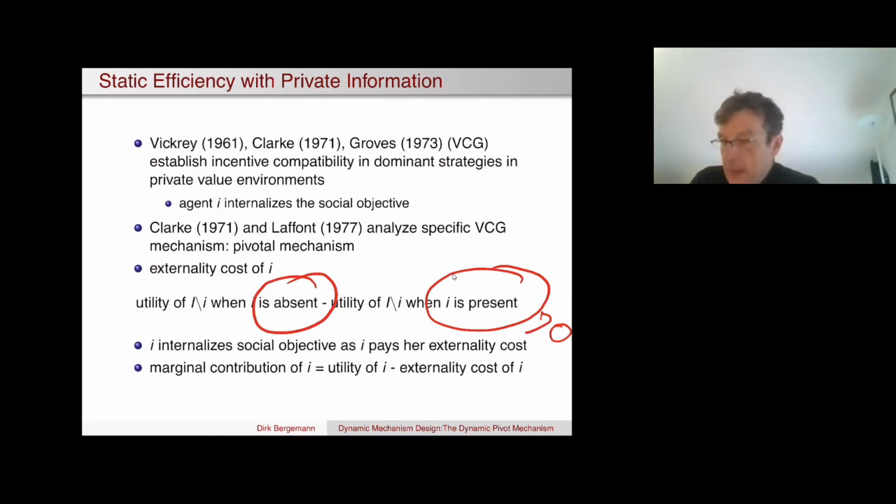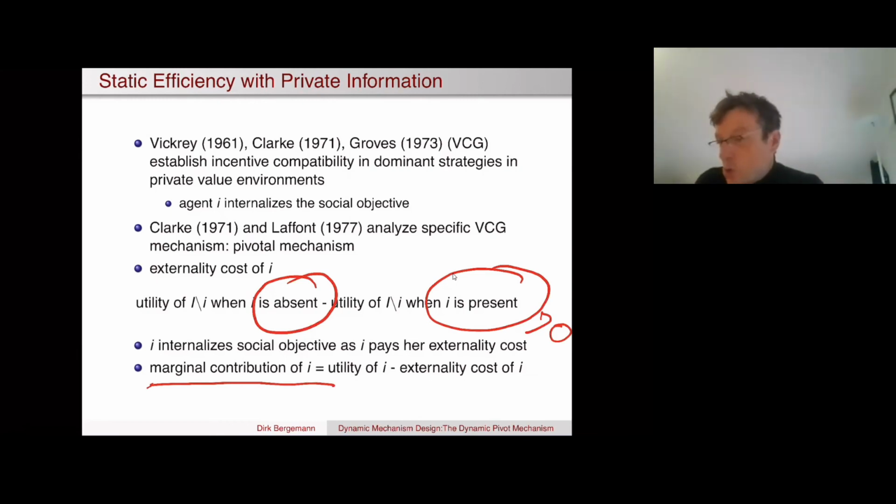objective. And what is achieved in the pivot mechanism in the static setting is that every agent is getting his marginal contribution to the social surplus. So this is going to be the key notion today.